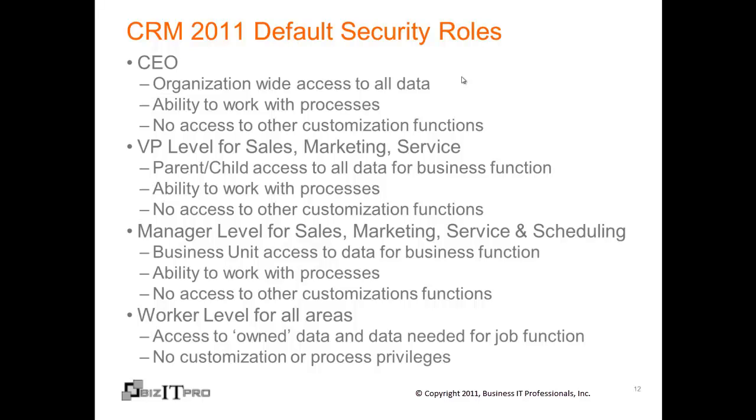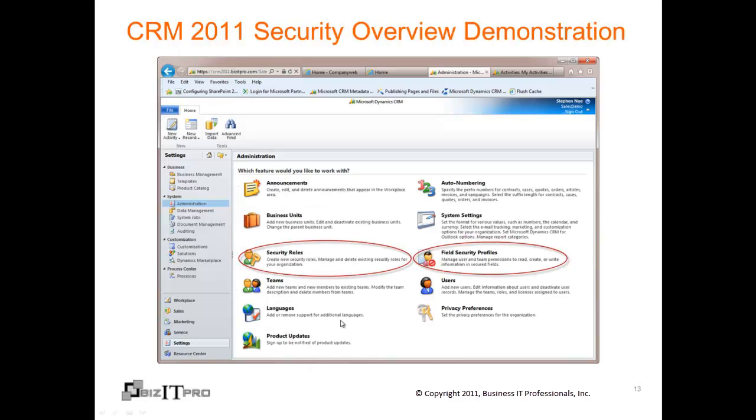The worker level has the lowest level of access. Typically, the worker level is granted access to data owned by the individual and other data needed for their job function. They have no customization or process privileges. So now let's take a moment and take a closer look at security.